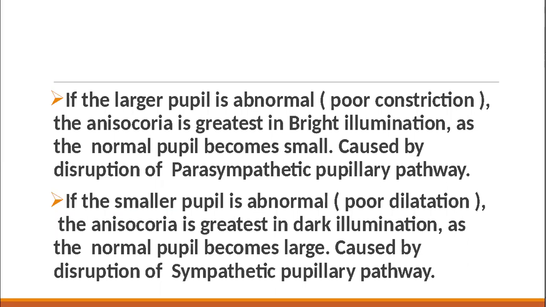If the larger pupil is abnormal, meaning there is poor constriction in the larger pupil, then anisocoria will be greatest in bright light because the normal pupil becomes small, and this is usually caused by disruption of the efferent pathway. Friends, the efferent pathway not only comprises the nerves, but it also concerns the muscles of the iris. For example, if there is third nerve palsy in the right eye, then the right eye pupil will be large and it will constrict poorly to light. So this anisocoria will become greatest in bright illumination.